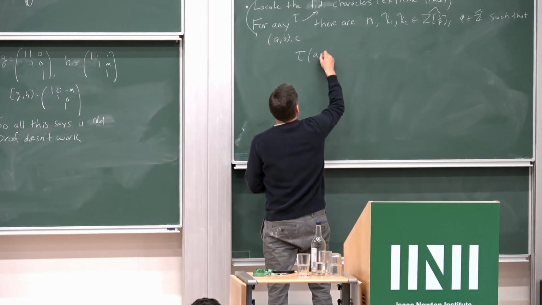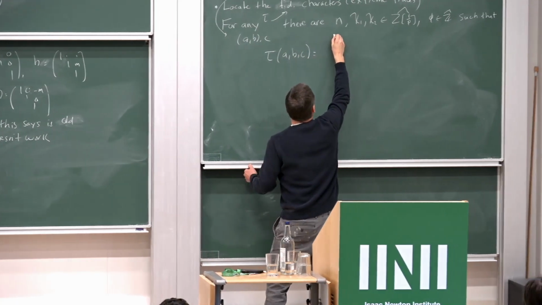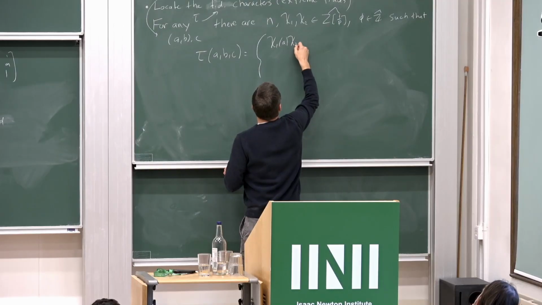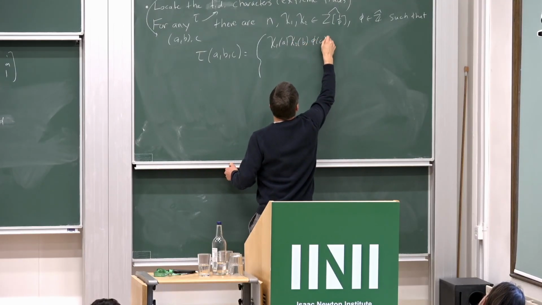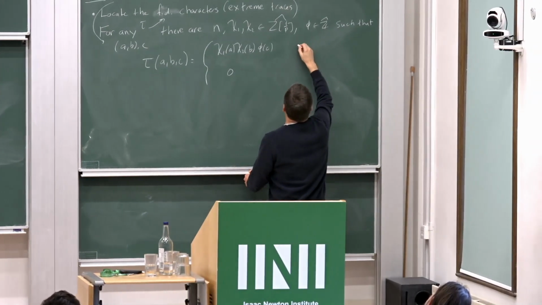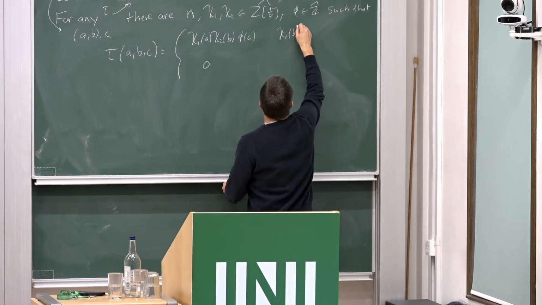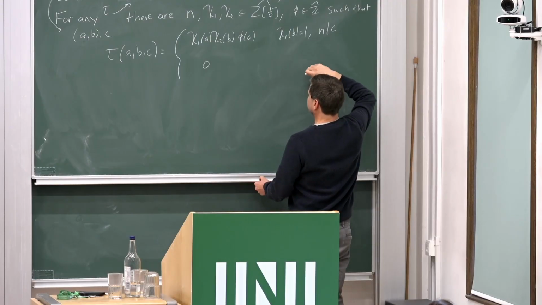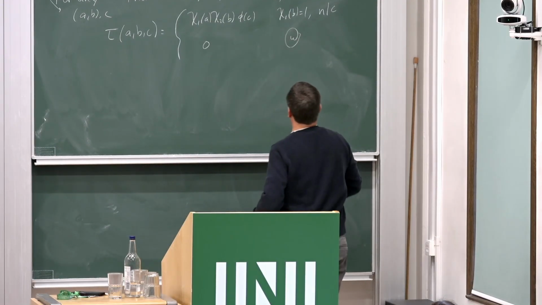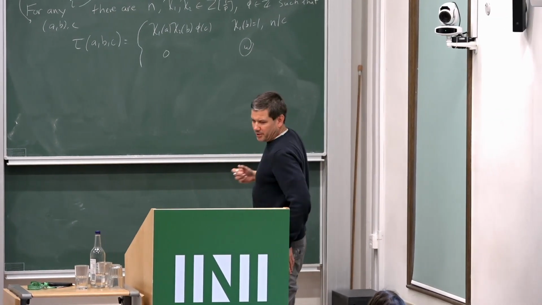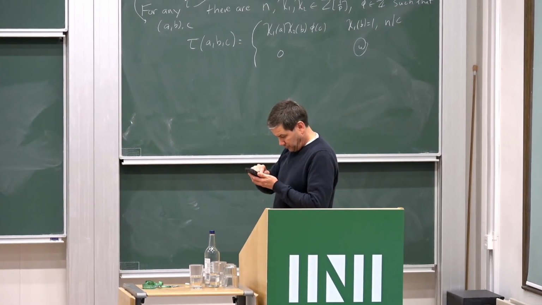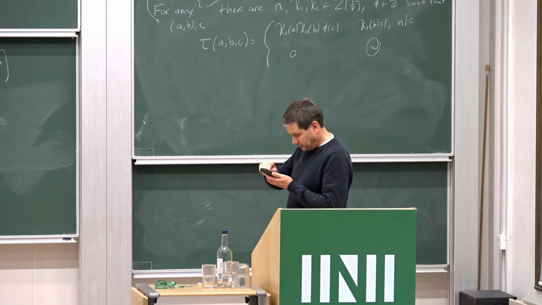Maybe I can write this from memory. So tau of A, B, C. We cut into two cases. Phi of C is 0, and two things have to happen here: if chi1 of B is 1, and n divides C. And then 0 every other way. Pretty sure that's it. Let me just double check. Yep.